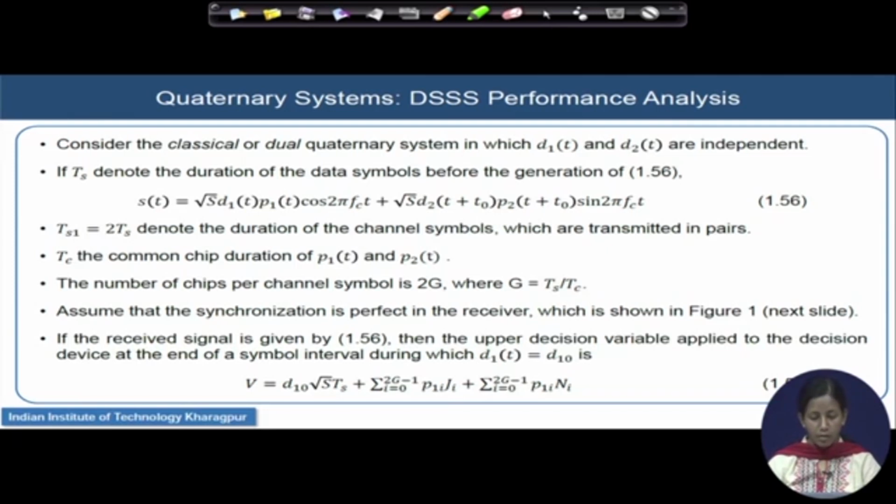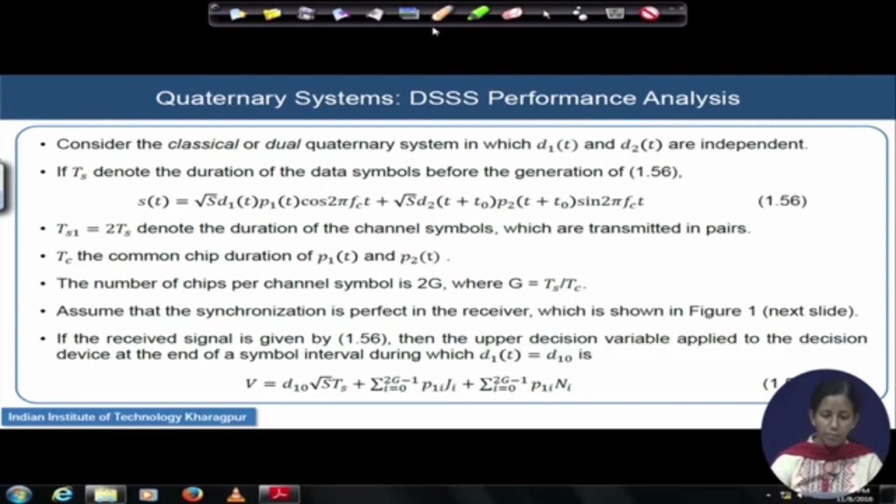Let us consider a classical dual quaternary system. The dual quaternary system has this D1 and D2 independent, as discussed in the last slide, and TS, if it denotes the data symbol duration before the generation of this signal that we have seen in the last slide, then TS1 will be the duration of the channel symbol.